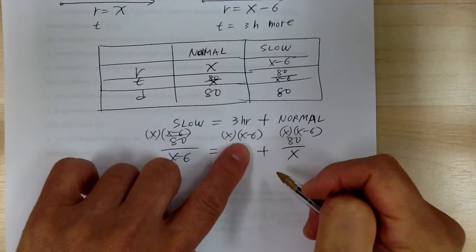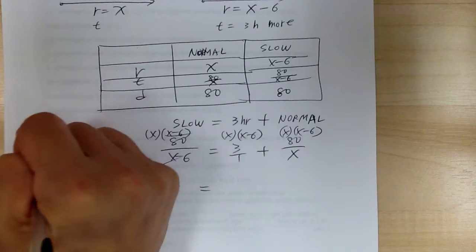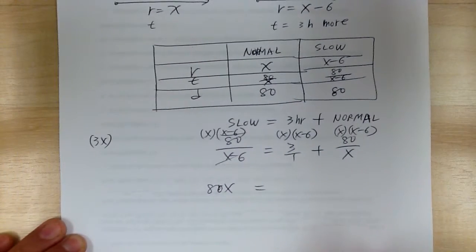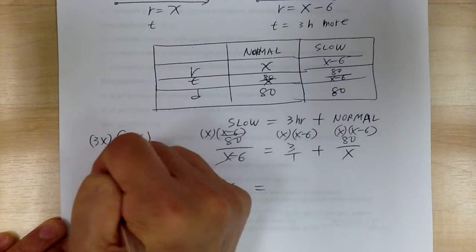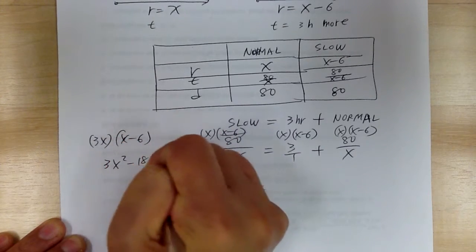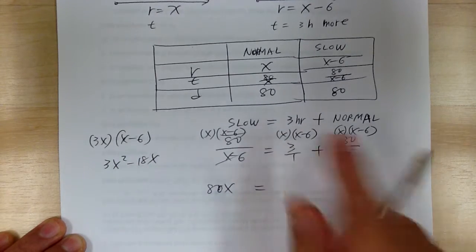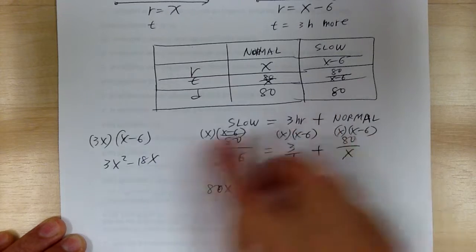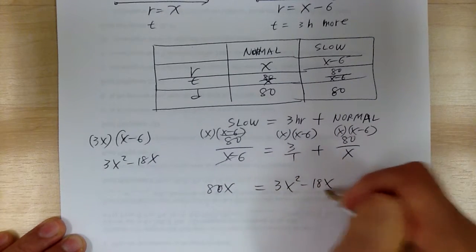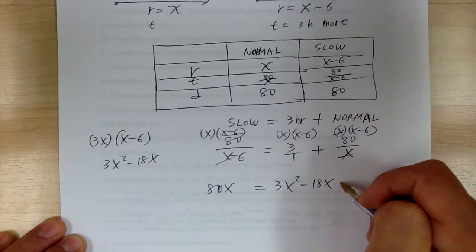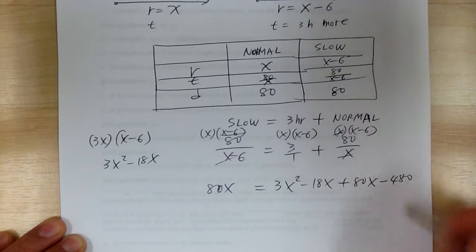Now this one does not cancel out, so you have to multiply. So 3 times x is 3x. And you have to times it by x minus 6. So you distribute, you get 3x squared minus 18x. So you need to know how to multiply. You can only multiply 2 factors at a time. So you get 3x squared minus 18x. This cancels out. So plus 80x minus 480.